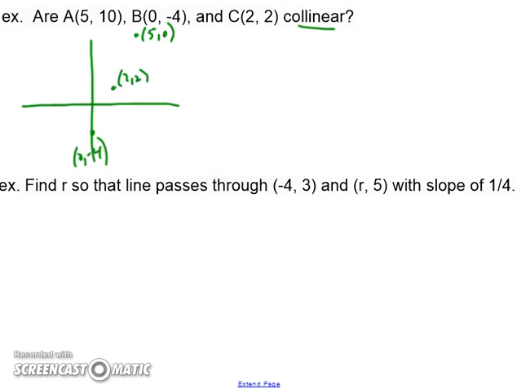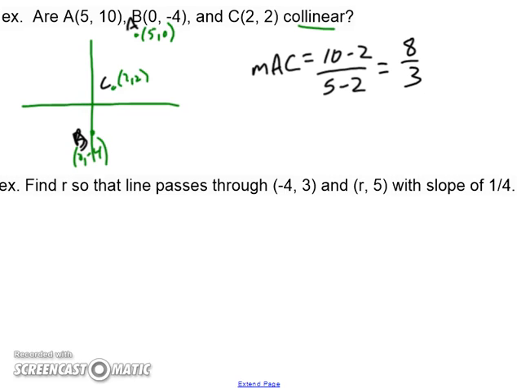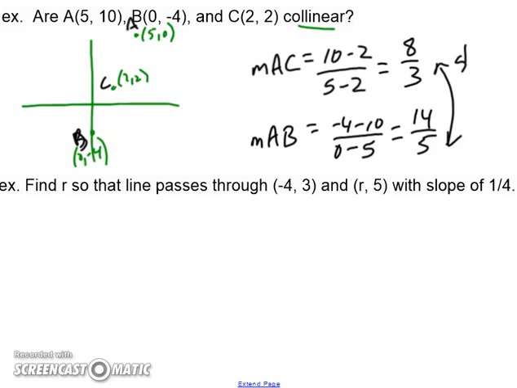In order to determine if they are on the same line, let's find the slope. So first off, this is A, B, and C. Let's find the slope of AC. And when you plug in those ordered pairs, you get a slope of 8/3. You can then find the slope of AB. And you plug in those, you get a slope of 14/5. And these slopes are not the same. So points are not collinear.